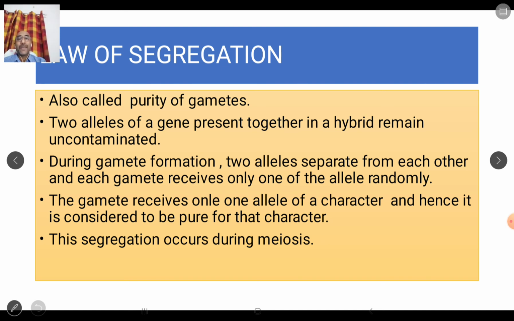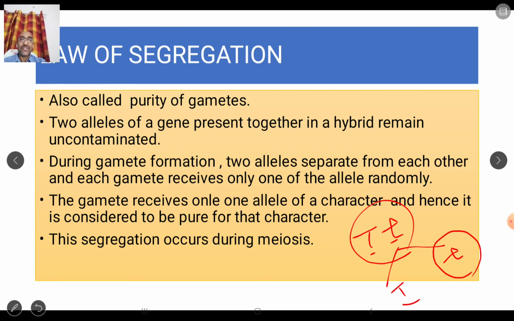Now when two alleles are present together in an individual, and gametes are formed from this individual, the two alleles, capital T and small t, separate and pass on to the gametes individually. Now each gamete receives a single allele and it is pure for that character. This is what the law of segregation, or purity of gametes, is all about. And this segregation occurs during which stage? During meiosis. We have already studied about meiosis in the first year, isn't it?